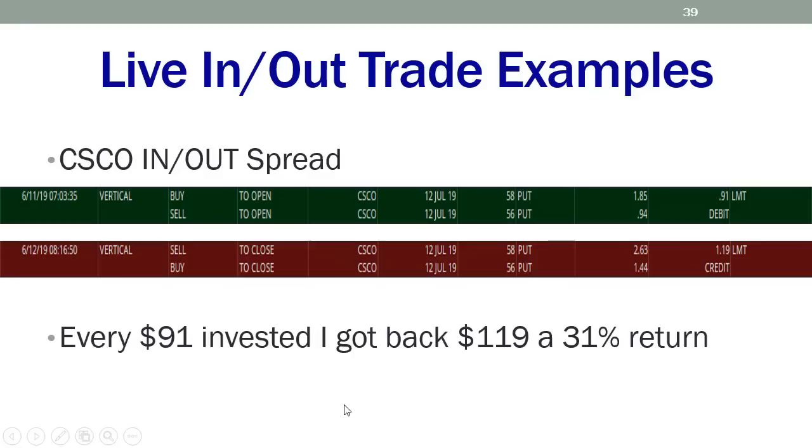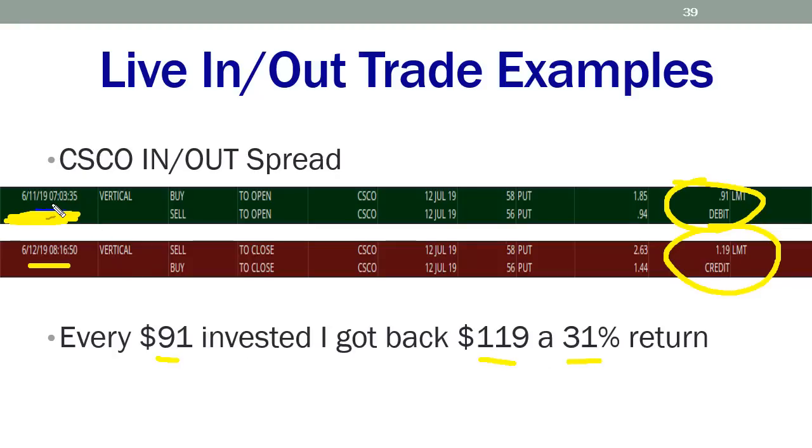Back to a couple of examples. Here is a Cisco trade. Again, I said this is the summer of spreads, so I'm actually taking you through May. Now here we are. This is a great one because I put it on literally on the 11th and took it off on the 12th. This wasn't a total home run, but every $91 invested, I got back 119. It's a 31% return.